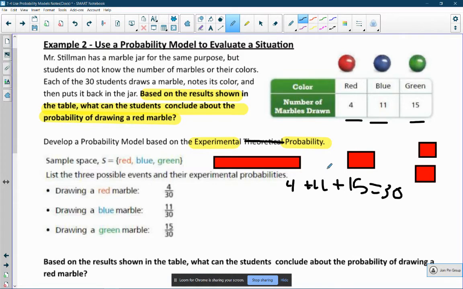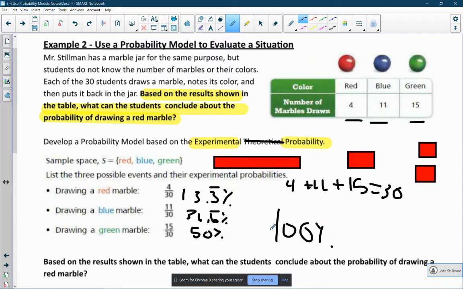Now next, same thing with the percents. Say you converted all of these into percents. 4 divided by 30 gives me 13.3%. 11 divided by 30 gives me 36.6%. And then 15 is 50%. And if you were to add those up, you get about 99.9. But since these are repeating here, we just go ahead and say it adds up to 100%. Okay, so that's important. All your probabilities must add up to 1 or 100%.